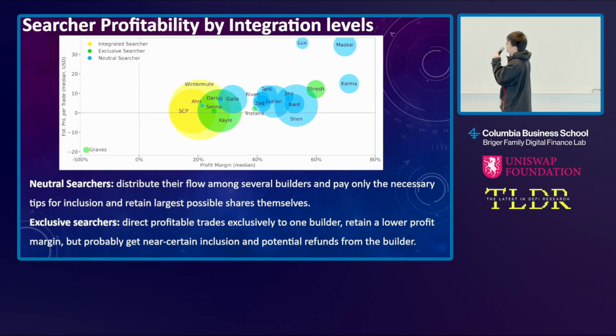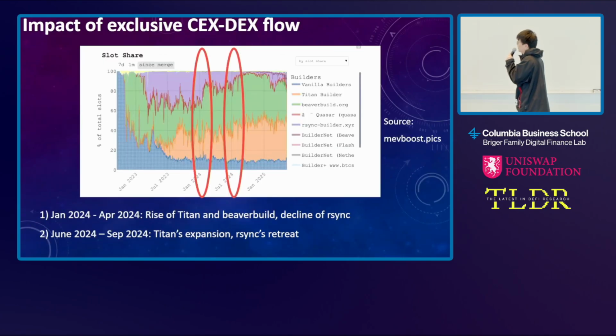So that basically means neutral searchers distribute their flow among several builders, but just pay necessary tips for inclusion and retain a lot of profits themselves. And exclusive searchers direct a lot of profitable trades exclusively to one builder, and retain lower profit. But they can probably get near certain inclusion and potential refunds to the builder. And we also show that the structural shift in the builder market is also related to the operation of SecTech searchers. The first, don't really have the time.